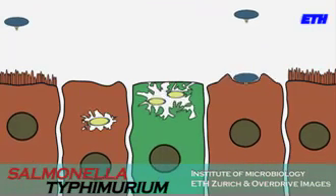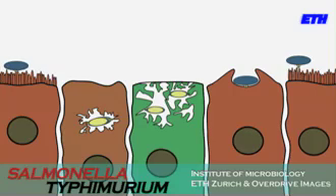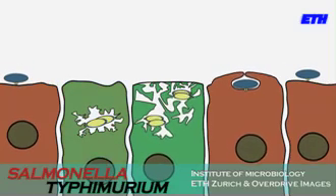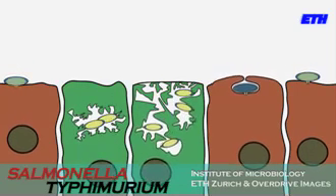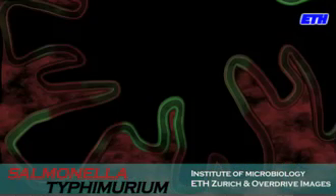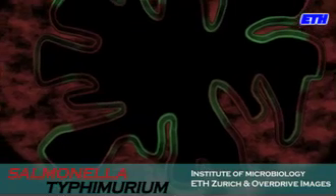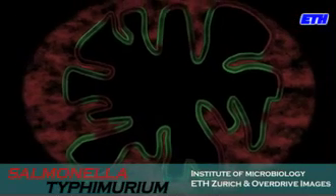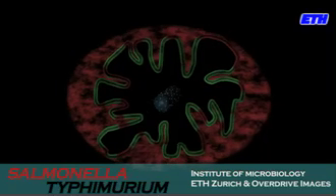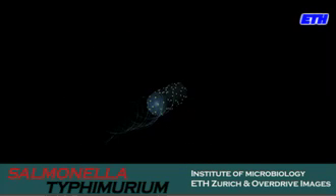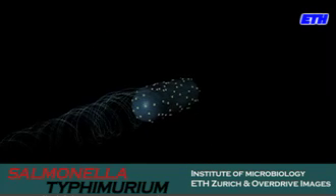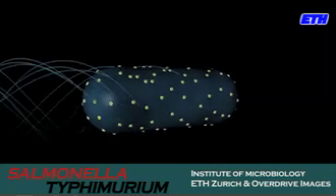Using type 3 secretion systems as molecular syringes to inject effectors into intestinal cells and manipulate signaling pathways, Salmonella establishes an infection in the gut and triggers a profound inflammatory response, leading to the typical symptoms of infection: abdominal pain and diarrhea. Much work is still needed to understand the different steps leading to disease.